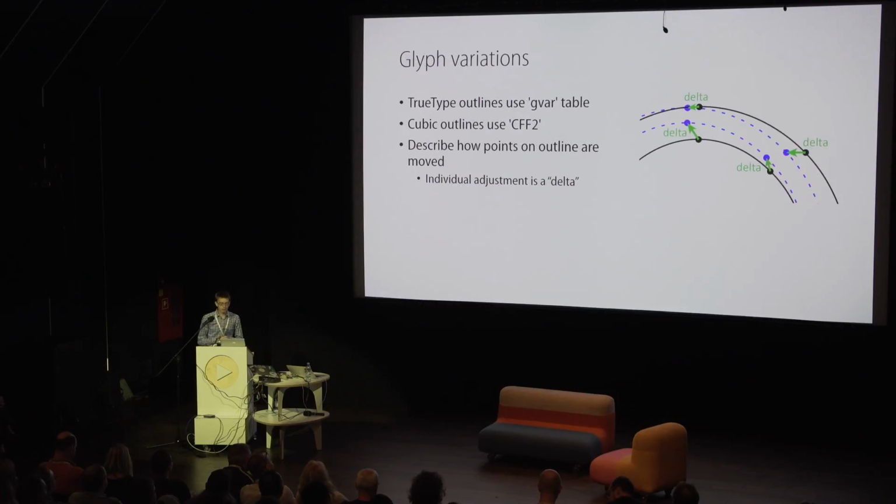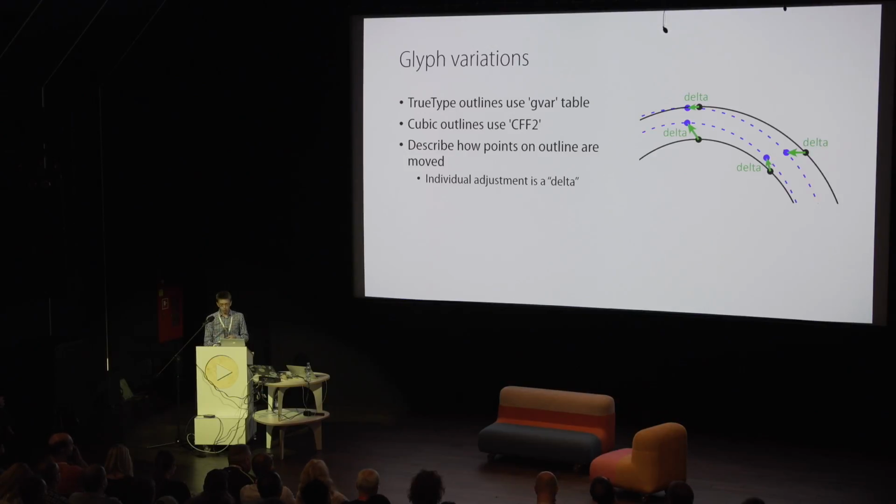So how does that work? Well, TrueType outlines for glyph variation data use the GVAR table. Cubic outlines use the new CFF2 table, which David will be talking about shortly. And basically, the glyph variation data describes how to move points on the outline. And so for any given point, there can be an adjustment, which we call a delta. And really, the process of interpolation uses the values of the axes to apply these individual deltas to a certain amount.